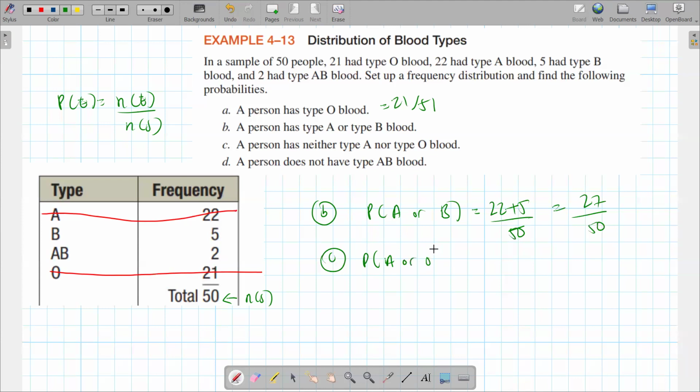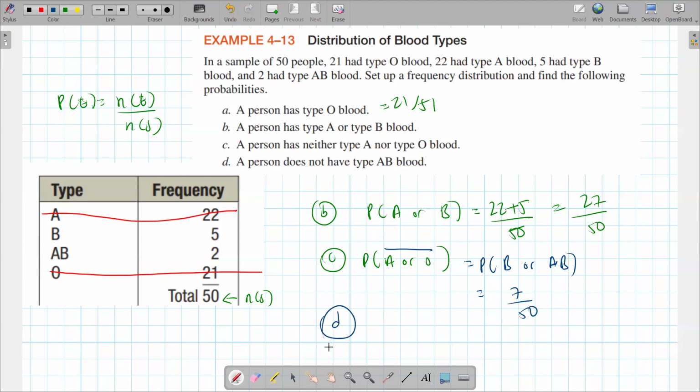So it's type A or O. Look at the way I write this: the complement of A or O, which means the probability of B or AB. This just means everything except A or O. So it's going to be B or AB, add them up. It's going to be 7 over 50.